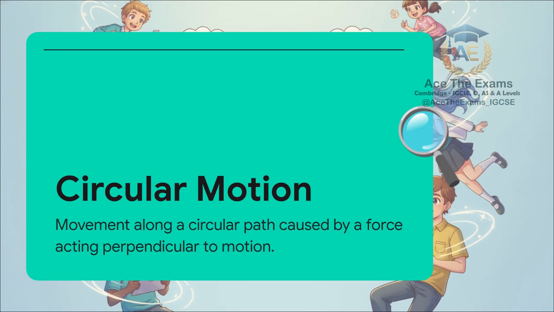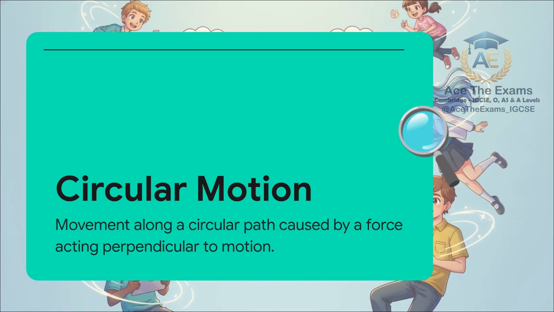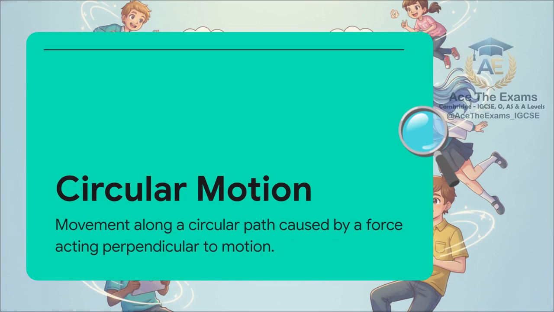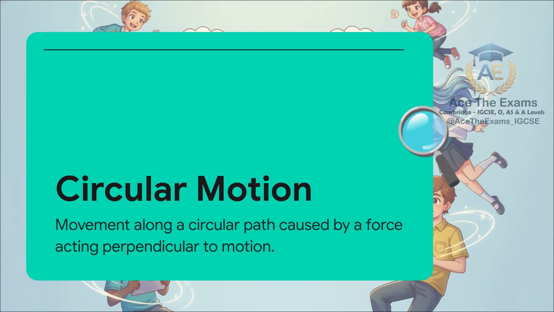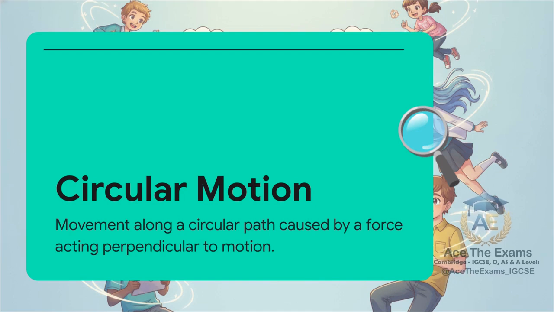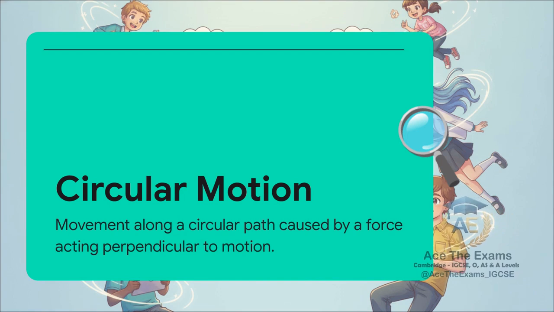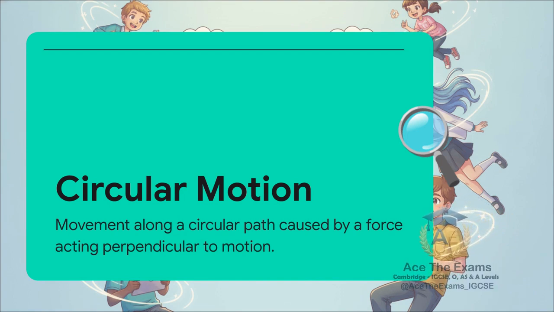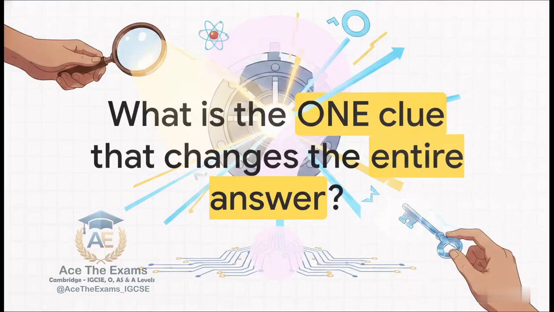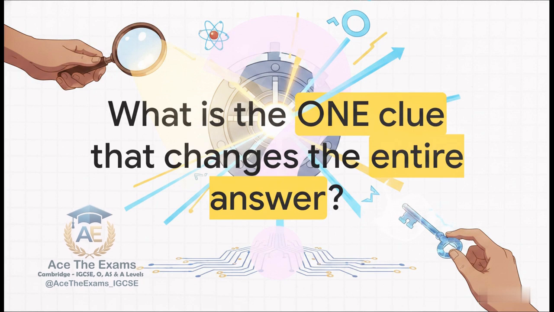Finally, let's look at circular motion. The absolutely crucial point here is the precise causal relationship. Circular motion is movement along a circular path caused by a force acting perpendicular to the direction of motion. That one word, perpendicular, is literally the linchpin. It's a tiny detail that catches out so many students year after year. Understanding that the force acts at a right angle to the velocity is the exact kind of conceptual mastery the assessment objectives are targeting.